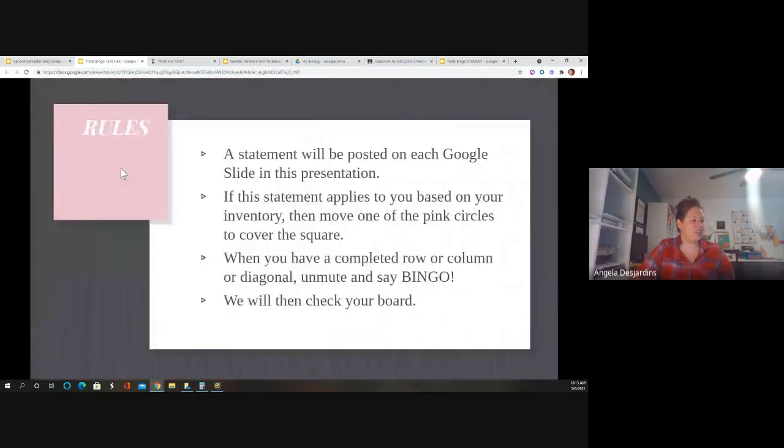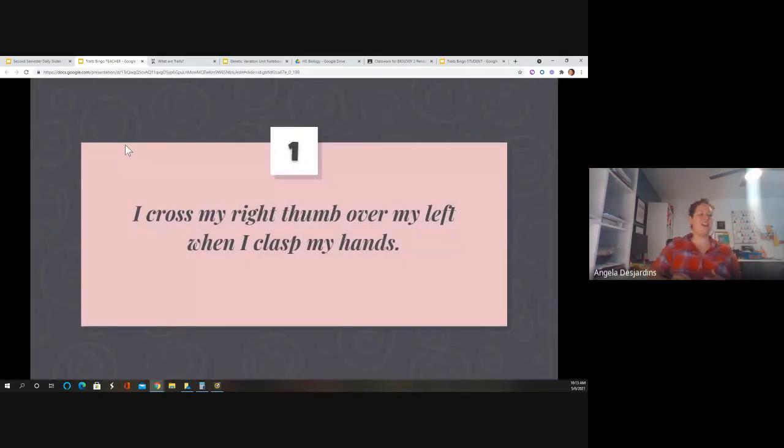Your first one. I cross my right thumb over my left when I clasp my hands. You are an oddball and you cross your right thumb over your left when you clasp your hands. So on the bingo board, if that is you, you're going to take that dot and you're going to place it on that one. If it is not you, if you're a lefty like me, you can't do anything. Okay, so only those people right now who will cross their right thumb over their left will put a dot on their bingo board. Okay. Everybody good?